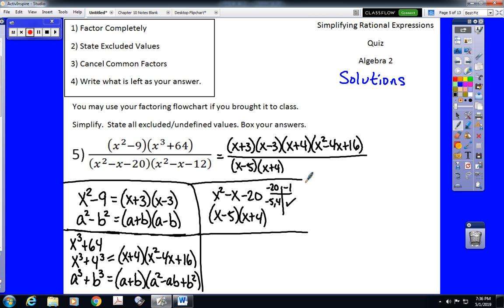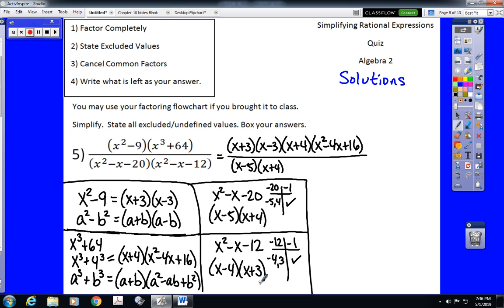And then we have our other trinomial, which is x squared minus x minus 12. So there we're looking for a pair of numbers that multiplies to negative 12 and adds to negative 1. That would be negative 4 and positive 3. So that would factor into x minus 4 and x plus 3. So we've fully factored. We're done with step 1.